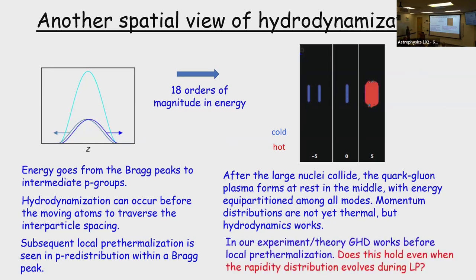Now, in our experiment, in a way that I haven't explicitly described, but a little bit more thought makes clear, because the rapidity distribution is actually changing, GHD clearly works before local prethermalization. Now, maybe not in the relativistic equations, maybe not to the same sort of precision, but it works before local thermalization. But it is an open question, which is probably amenable to some experiments, as to whether, if the rapidity distribution is rapidly evolving during local prethermalization, GHD still works in that case. And I'd say that is something to explore.